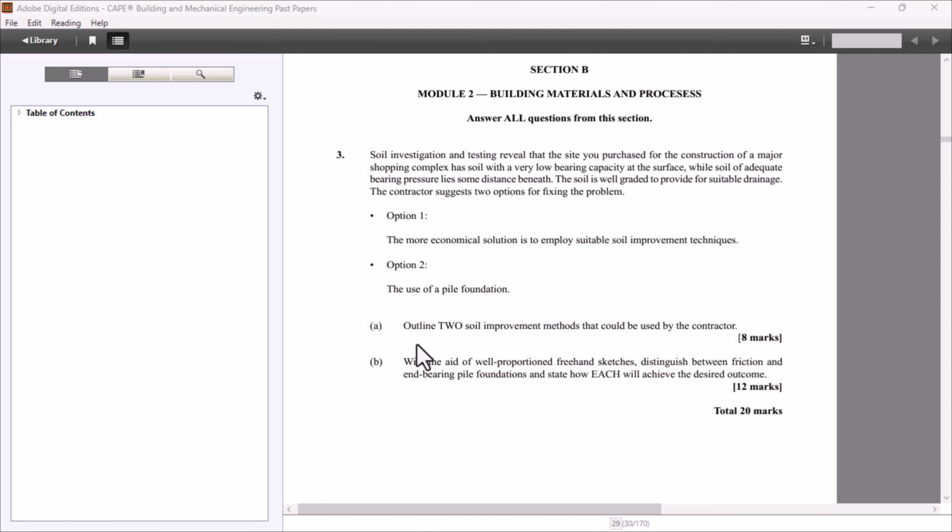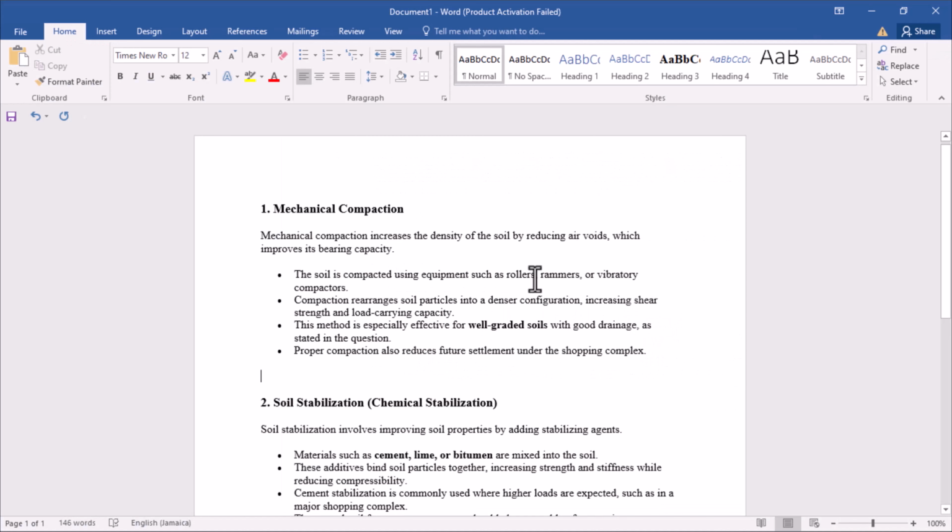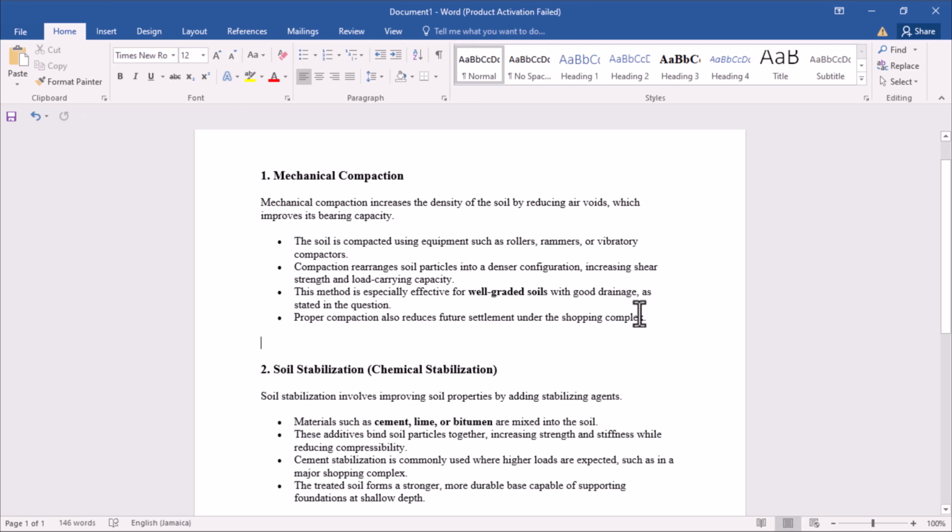Now the questions say, and we have question A for 8 marks and question B for 12 marks. A says outline 2 soil improvement methods that could be used by the contractor. Now for these soil improvement techniques, what we could use is this. We could use mechanical compaction, and we could also use soil stabilization or chemical stabilization.